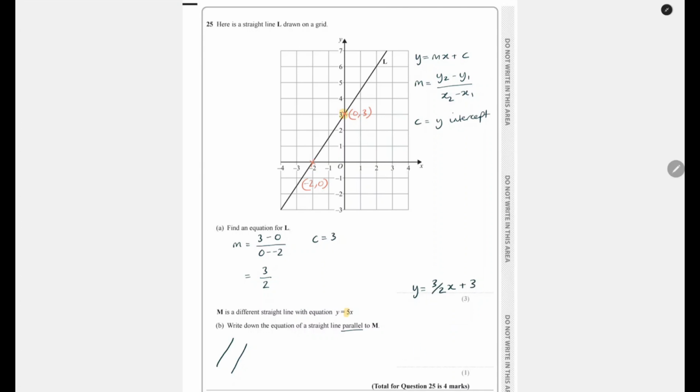So we can say, for example, y is equal to 5x plus 1, i.e. this line also has a gradient of 5.